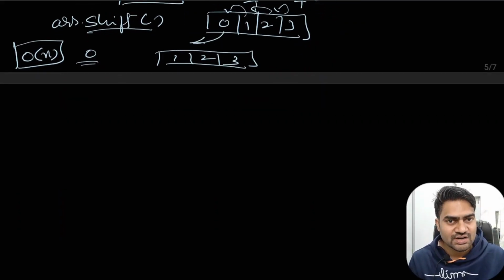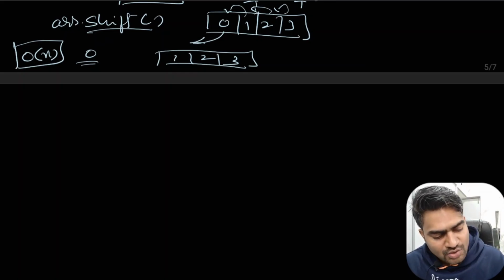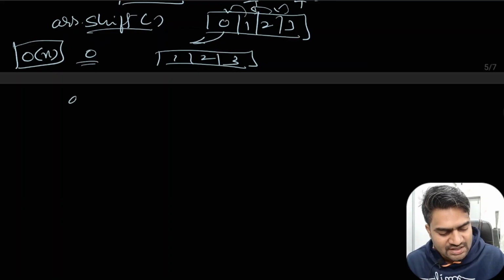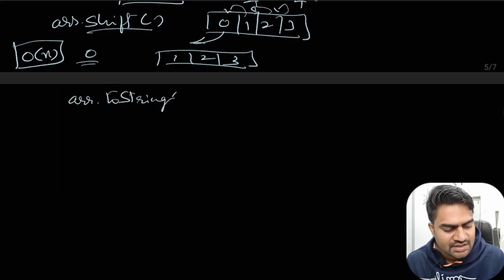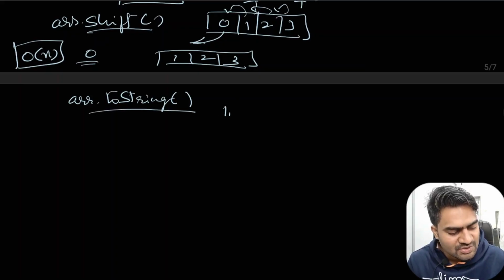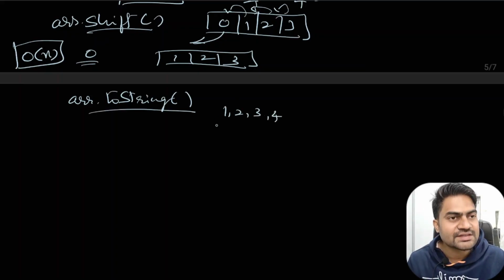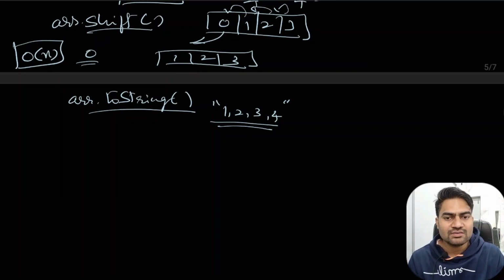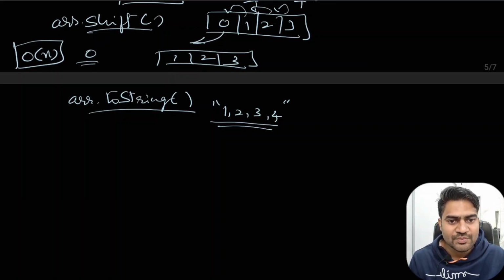Now there are some more things. If you want to convert the array to string, there is a straightforward method, array dot toString. If I call this, it will convert the elements into comma separated values, something like this, and we get it as a string. We will see that in the code. Now with this, there are some more operations.